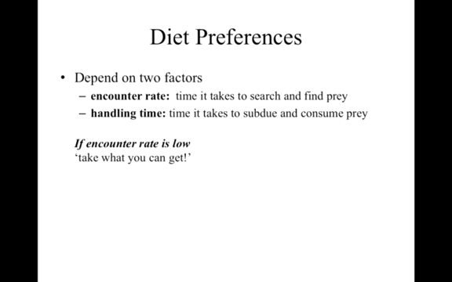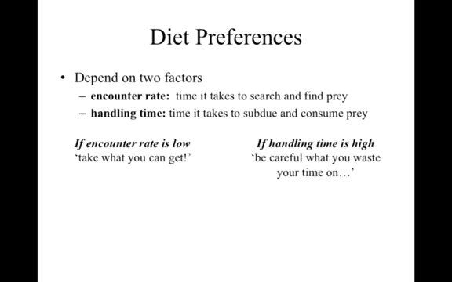And really we have two different classes of strategy. If your encounter rate is low, that means it takes a long time to find the prey. You got to spend hours searching for every single prey. And in that case, you want to take whatever you can get because it's so hard to find the prey that you just grab whatever you see. That's if the encounter rate is low.